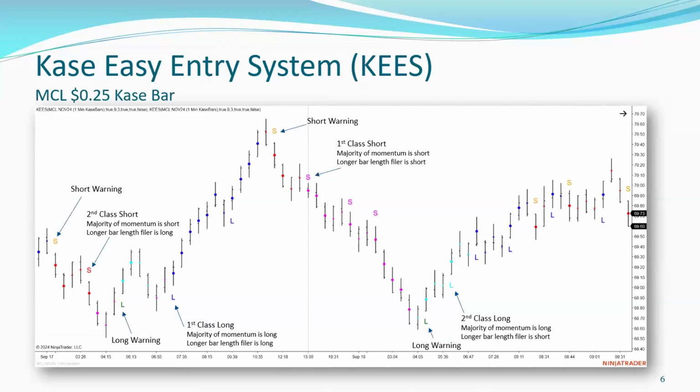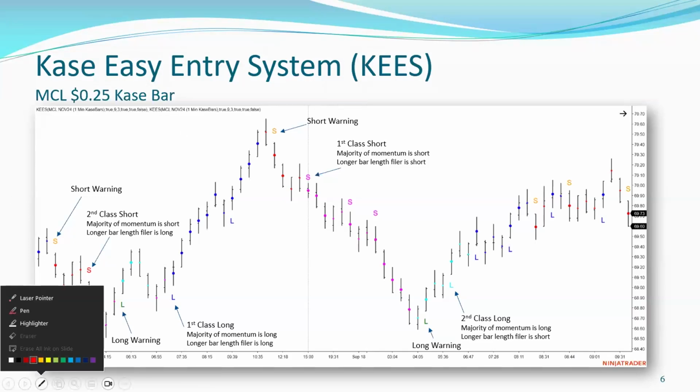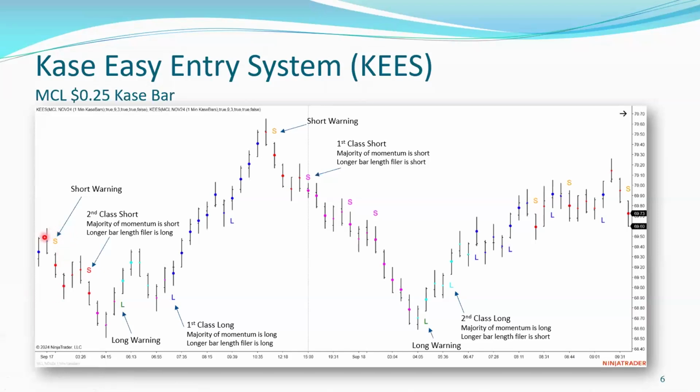So basically what we're doing is, for instance, let me get a little pointer here so we can see everything. Here we have what we would call a second class short signal. So we have our warning signal telling us that the market may start to move down. That's an orange S. Then what we're looking for is that pullback, and then that second signal to tell us that we have permission to get short. And what's happening here with this second class short, which is the red dots or the red S, is that the majority of momentum on the chart that we're trading is permission short.